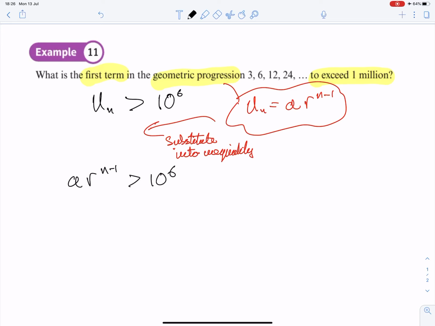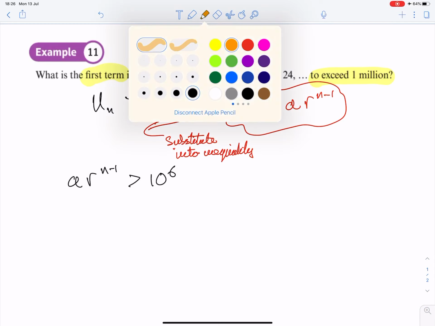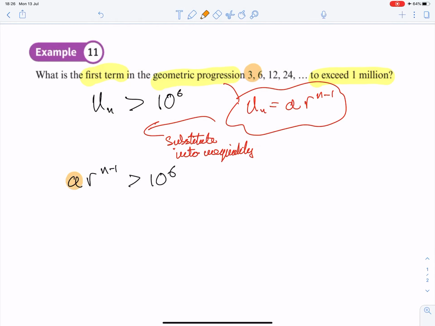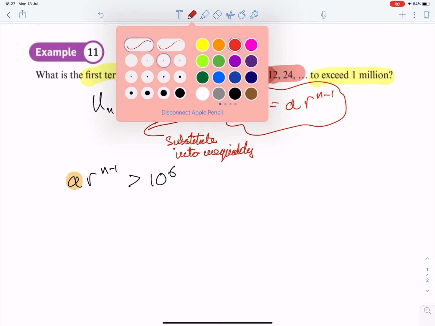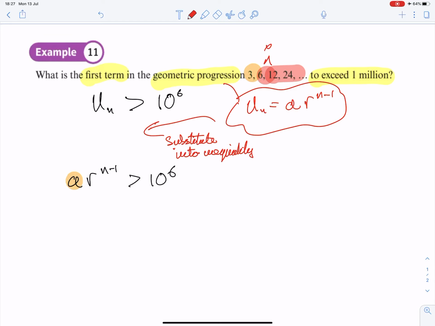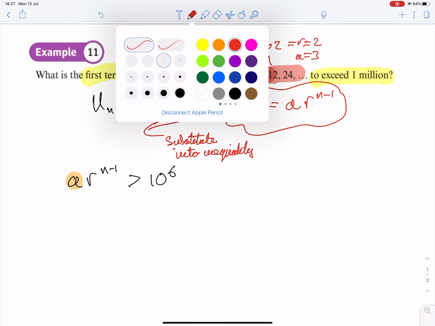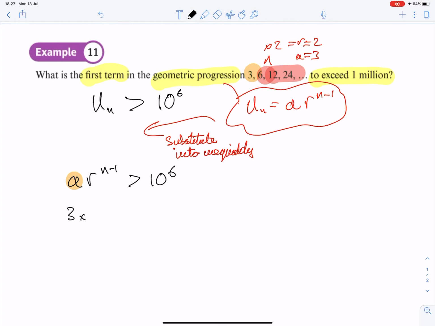But what do we know? We know the first term, a, is going to be 3. And if we look at these, I think hopefully you can see that the common ratio is going to be multiply by 2. So r equals 2 and a equals 3, the first term. So we can fill this in here. 3 times 2^(n-1) has got to be greater than 10^6.